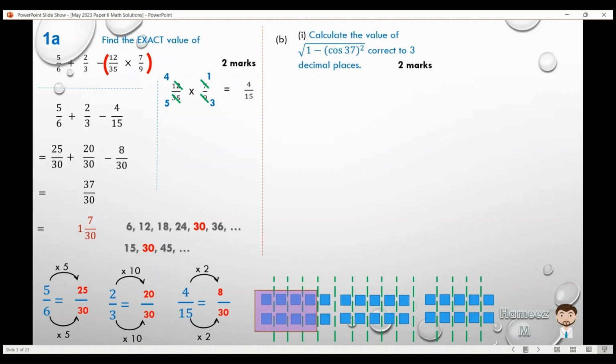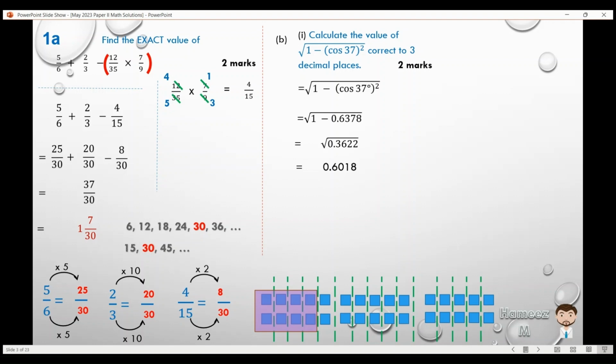Part B is broken up into smaller parts. Into part 1, B part 1, calculate the value of the square root of 1 minus cos 37 squared, correct to 3 decimal places. So we can rewrite that. And of course, we can use our calculators. And that will be 1 minus 0.6378. Or if you know your trigonometry rules, that's actually equivalent to sine 37. So that works out to be 0.3622. And the square root of that is equal to 0.6018, continuing.